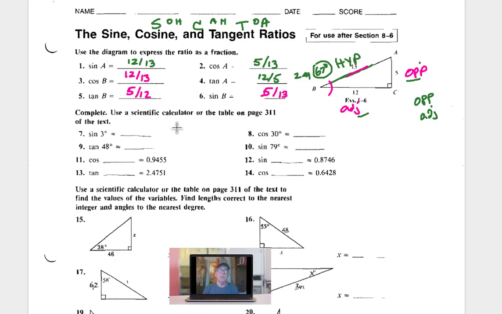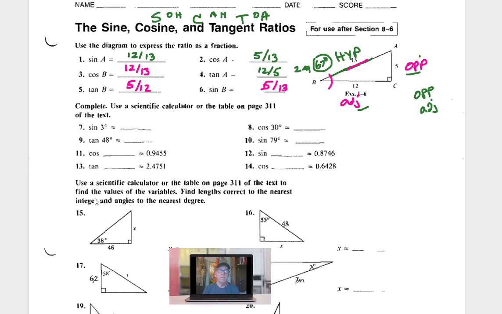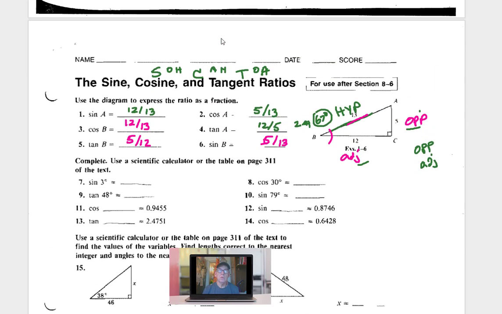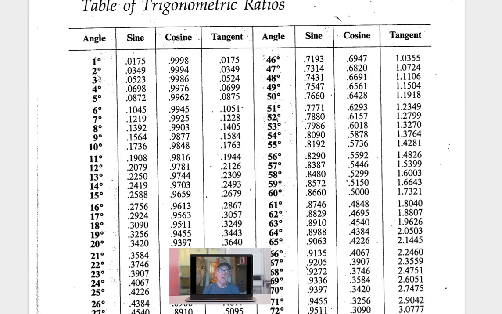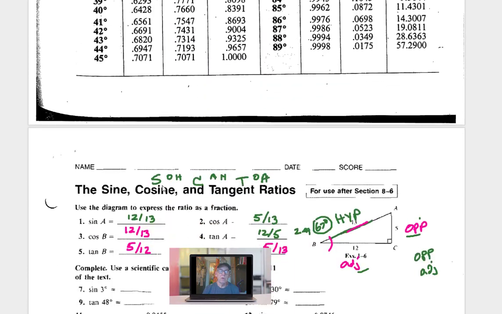So 5 over 13 is that one. Let's move up. We can use a scientific calculator if you have one. You put 3 and then hit your sine key, or sine and then put your 3 in, depending on the order of operations, and then hit enter. Or we can use the table. For our purposes, we're going to use the table, which is this one up here. So we're going to find the sine of 3 degrees. If I go back up here to 3 degrees, and I look over to the sine column, it's 0.0523.